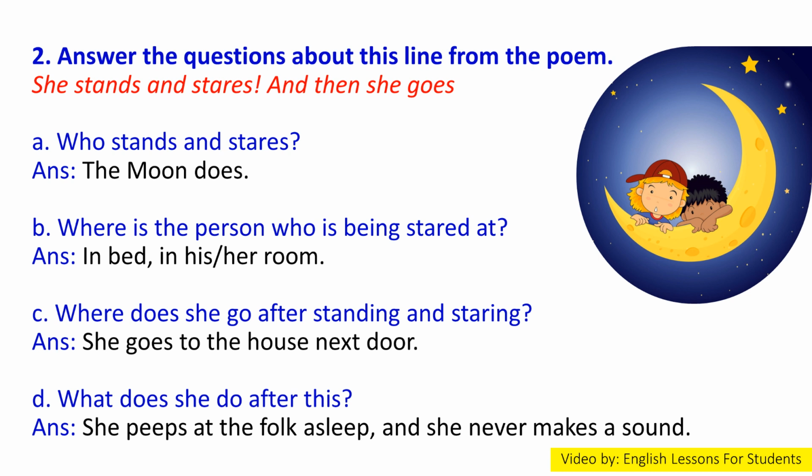C. Where does she go after standing and staring? Answer. She goes to the house next door. D. What does she do after this? Answer. She peeps at the folk asleep and she never makes a sound.